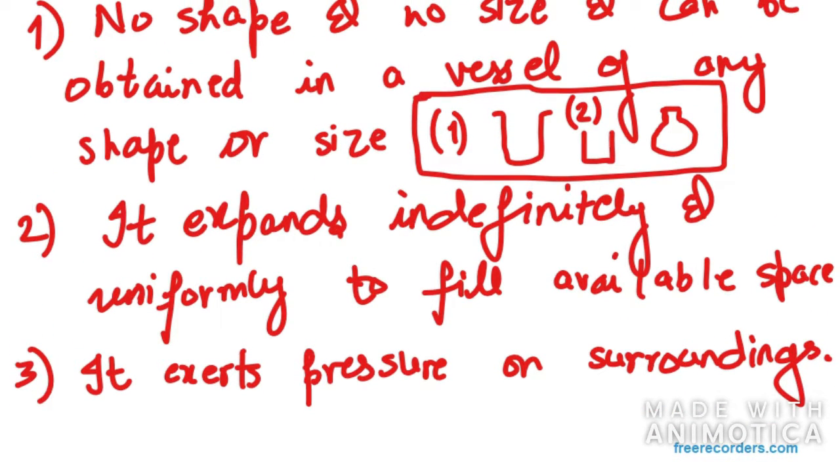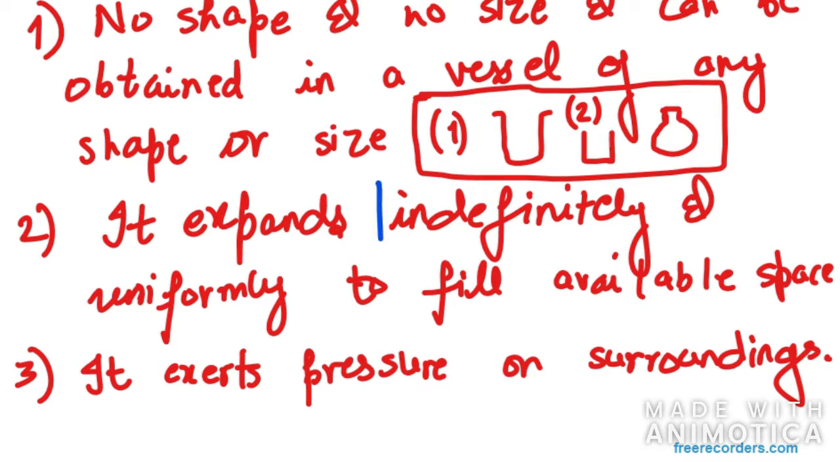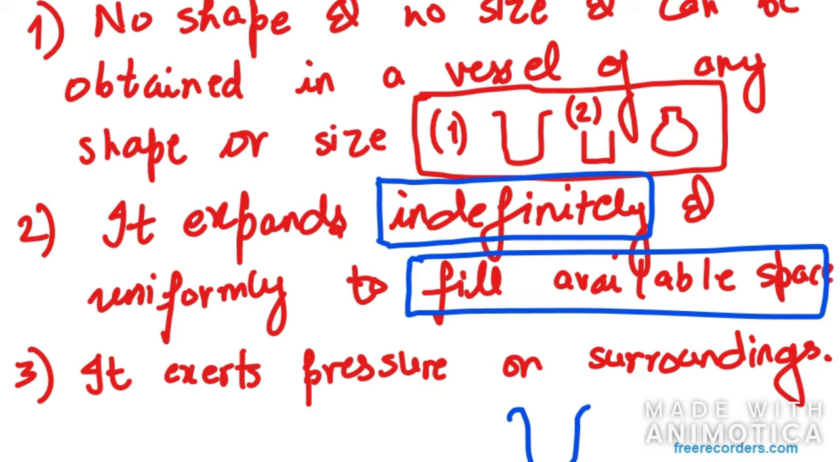Whatever space they have in their surroundings, they will try to fill that space. It can't be an empty space. So they try to find a space and expand. The third one: it exerts pressure on surroundings. As you might have learned in class 9, gas exerts pressure on the walls of the beaker. So it is the same as you learned in class 9. It says it exerts pressure on surroundings.